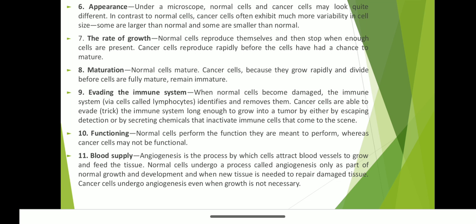Next is blood supply. Angiogenesis is the process by which cells attract blood vessels to grow and feed the tissue. Normal cells undergo angiogenesis only as part of normal growth and development, and when new tissue is needed to repair damaged tissue. Cancer cells undergo angiogenesis even when growth is not necessary. One type of cancer treatment involves the use of angiogenesis inhibitors, medications that block angiogenesis in the body in an effort to keep tumors from growing.